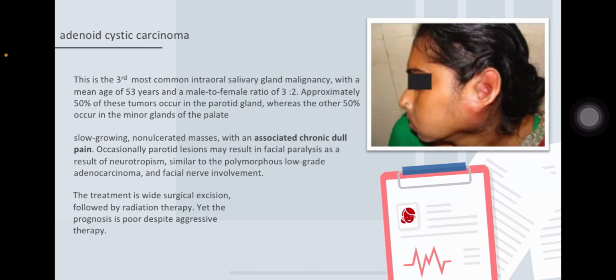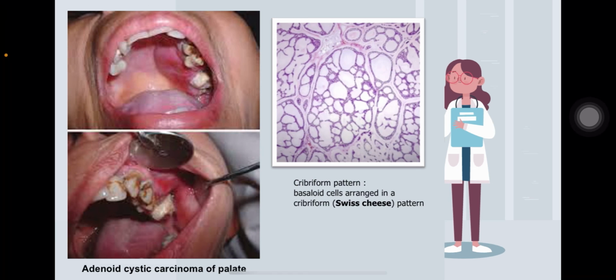When the parotid gland is involved, it may result in facial paralysis as a result of the neurotropism. Similar to the polymorphous low-grade adenocarcinoma, the facial nerve is involved. Of course, the treatment for this tumor is surgical excision followed by radiation therapy. Yet, the prognosis is poor despite the aggressive therapy. This is a clinical picture of a patient suffering from adenoid cystic carcinoma of the palate and the buccal mucosa.